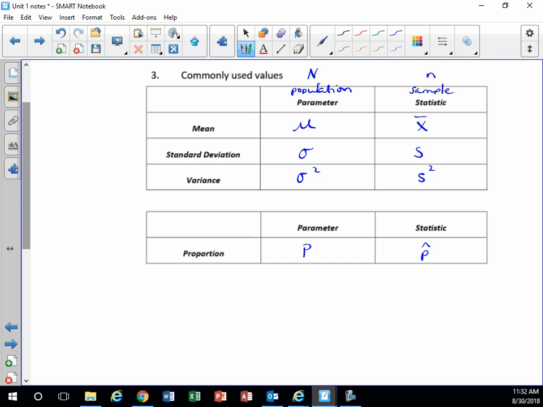Yes, you have to recognize what these symbols are. I don't even want to say you have to memorize them. You're just going to use them so much that they become second nature to you, okay?